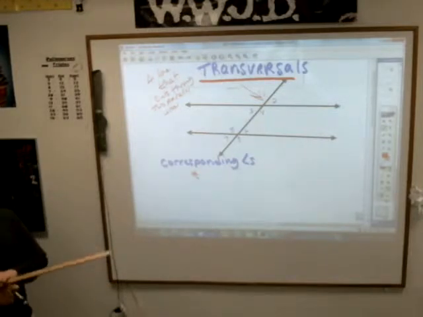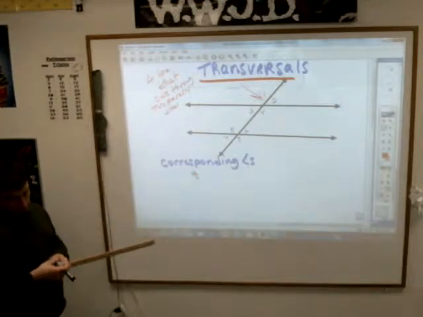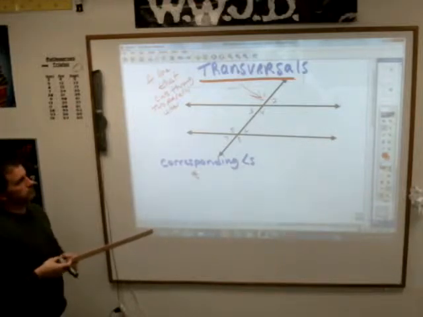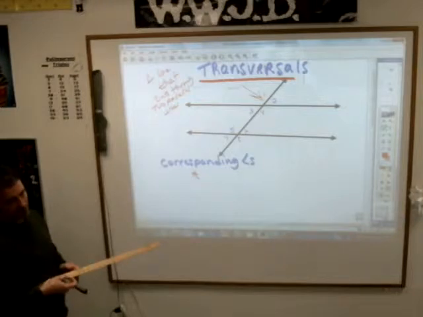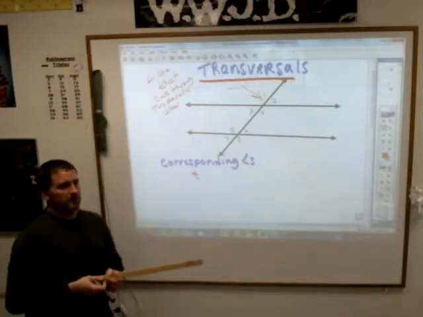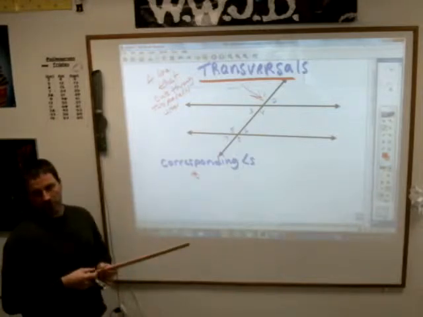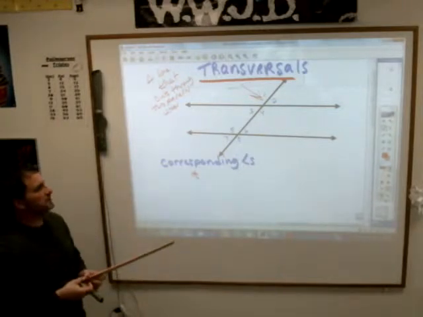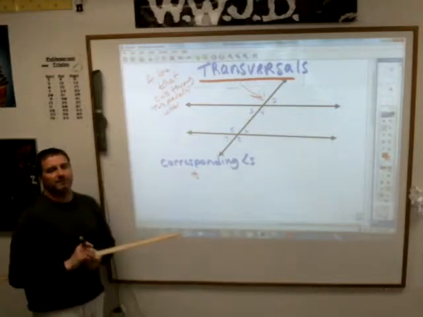Like angles that share the same line, except in a transversal. For example, what would be two corresponding angles? Angle 5 and 3. Angle 5 and 3 are not corresponding. Lauren? 1 and 5 are corresponding, as would be 2 and 6, as would be 3 and 7, 4 and 8. But how do we define what that is?